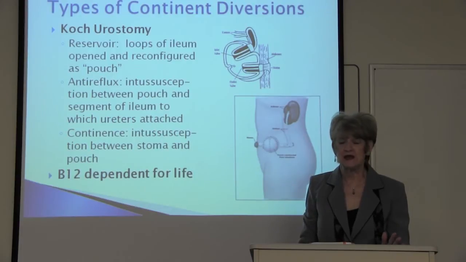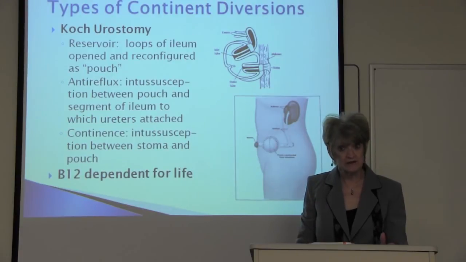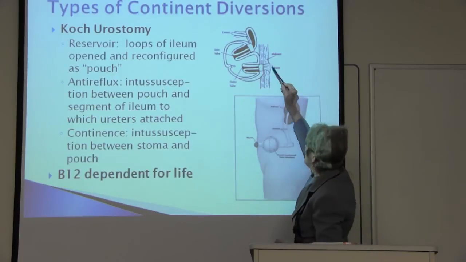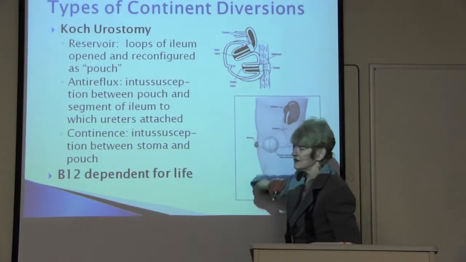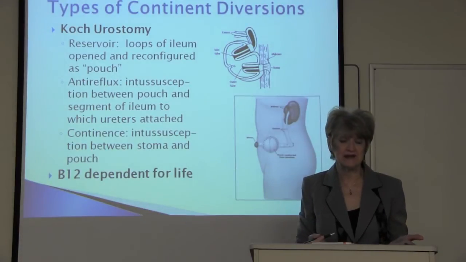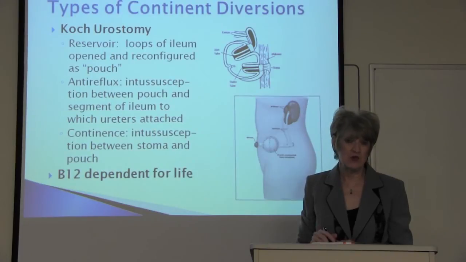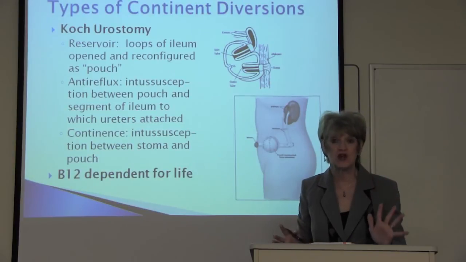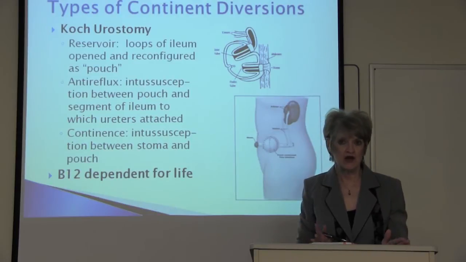But as you can see, it is technically challenging to construct this reservoir with the two intussusceptions, with the abdominal stoma and the ureteral inlet, and you create B12 dependency. So this is rarely done at this point in time. However, again, some surgeons might still be doing this, and there are certainly patients out there who had this procedure done, so you just want to know the basics of the Koch urostomy.